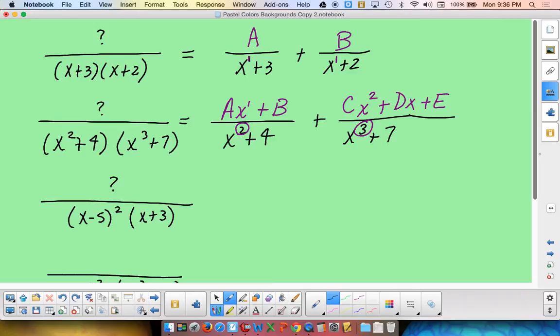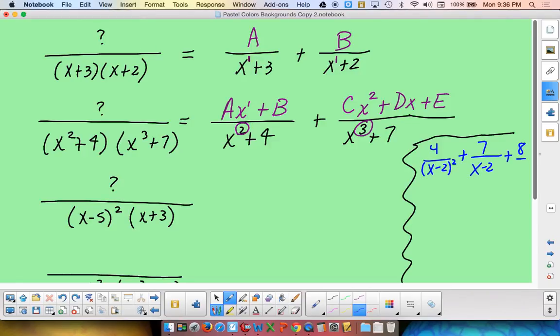If I told you that you were going to add a fraction and you had 4 over (x minus 2) squared, plus 7 over (x minus 2) to the first power, plus 8 over (x minus 3). What would your common denominator be?